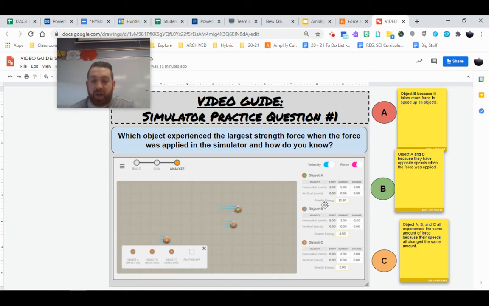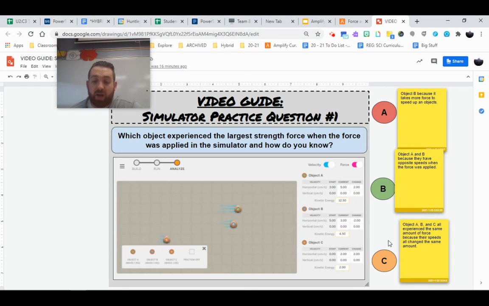Answer B, object A and B, because they have opposite speeds when the force was applied. That is true. Object A and B both have opposite speeds. So if you notice, it goes from 3 to 5 and from 5 to 3. But we know whenever a force is applied, whenever an object changes its velocity, mass is an important factor. And we know that these objects all have the same mass. So imagine these are all the same object. So this doesn't quite make sense, because a larger object would need a larger force to get the same amount of change. I'll say that one more time. A larger object would need a larger force to get the same change as maybe a smaller object.